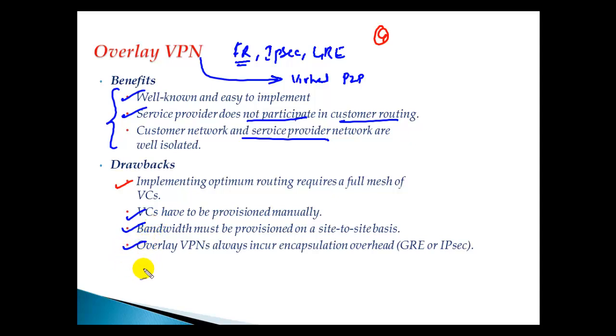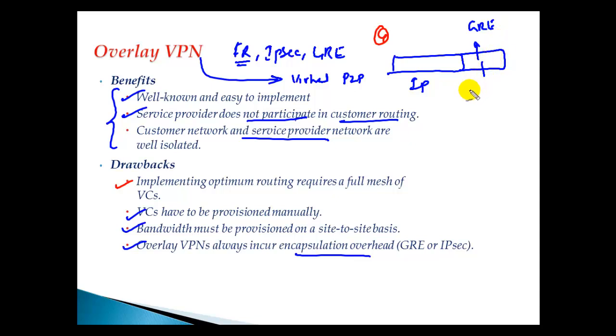And the overlay models will add some encapsulation overhead, because whenever you send a normal IP packet, once it enters the service provider, it is going to add some extra GRE or IPsec header information, or if you're using Frame Relay, it's going to add some DLCI values. It's going to add extra overhead on the routers to add and remove those encapsulations.